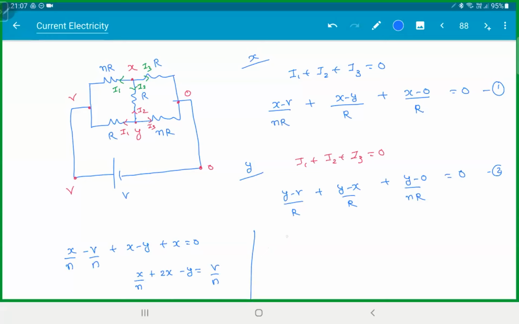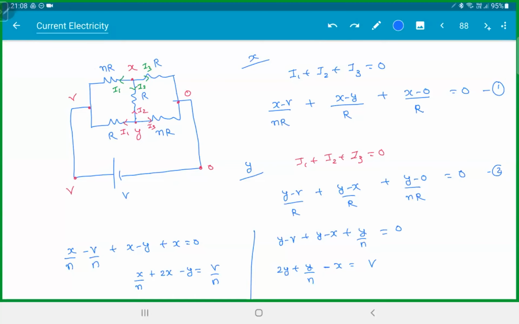This thing r will cancel again. This would be y minus v plus y minus x plus y by n is equal to 0. This guy would be 2y plus y by n minus x is equal to v. Am I right? Yes, this is your equation 2. Have a look at this. I'm getting a more general solution, so it will be useful in the exam if they give you 2r, you can find it, 3r, you can find it.